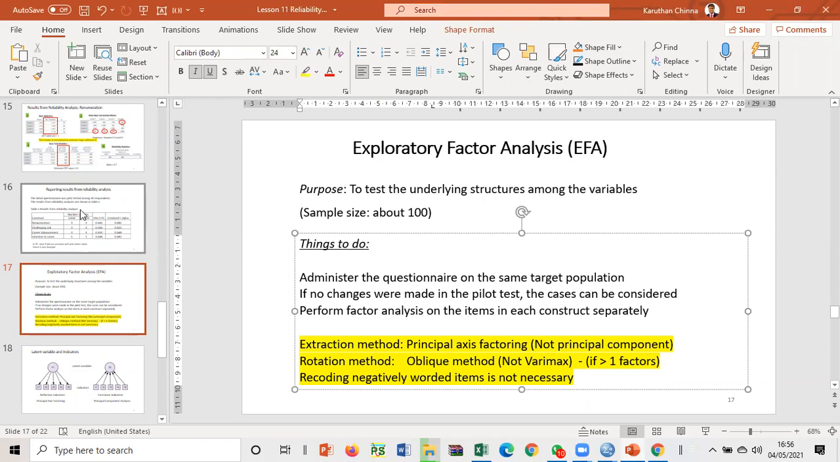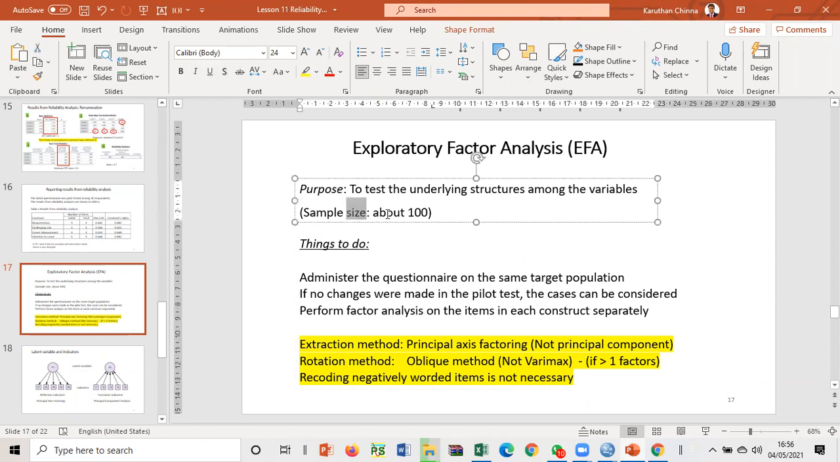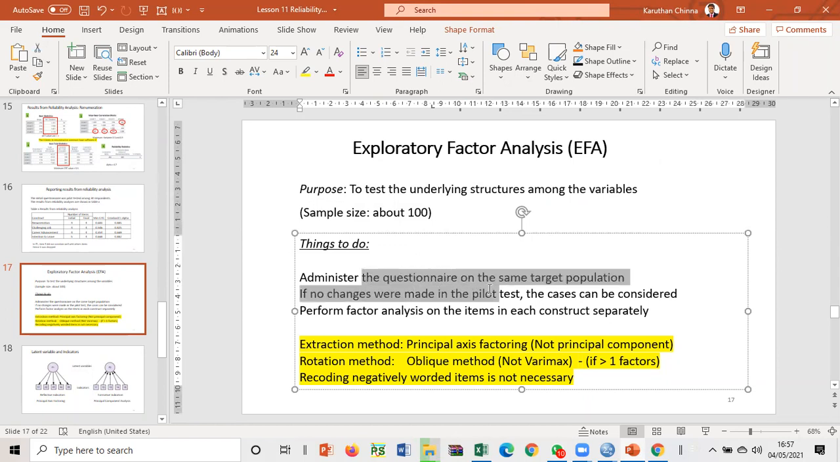So let's say we're done with the pilot study. The questionnaire is good, so let's continue. Here the sample size must be at least 100. The purpose is to study the underlying structures among variables. Administer the questionnaire on the same target population.